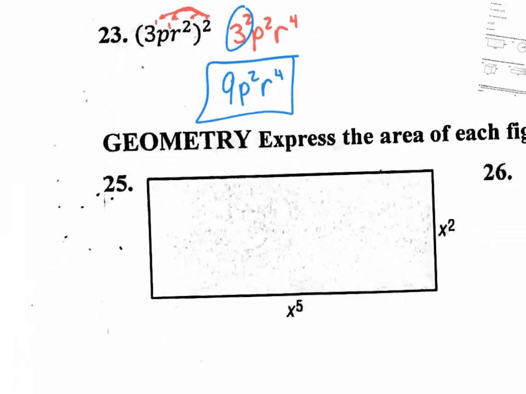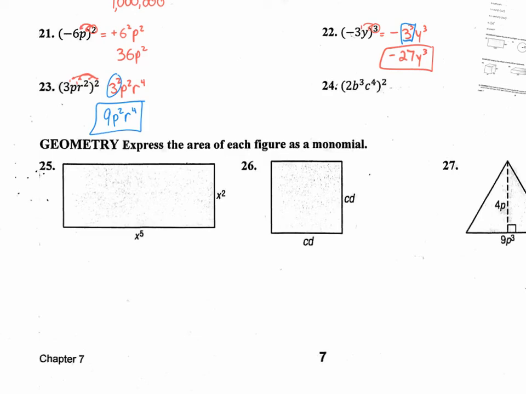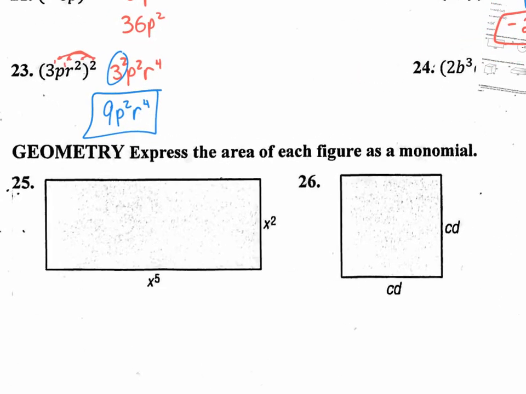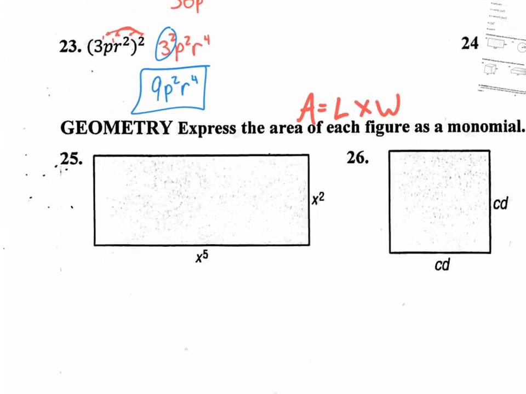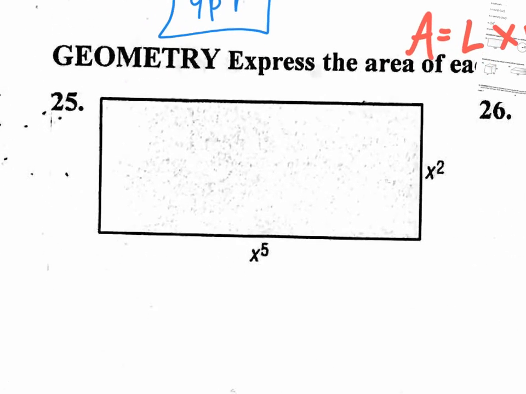Now we do have some geometry down here. What we do need to remember is when we do the area of a rectangle, the area of a rectangle is base times height, or length times width. A equals length times width, or base times height, whatever you want to call it. Anyhow, they want you to express the area of this rectangle on number 25, where the length is x to the 5th and the height, or the width, is x squared. So you need to actually multiply those together.